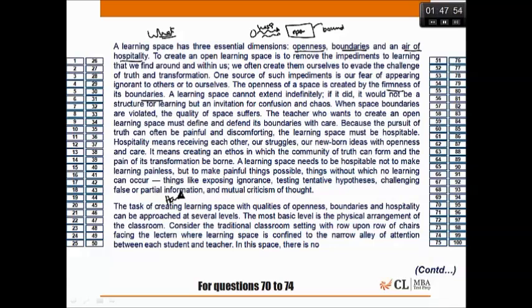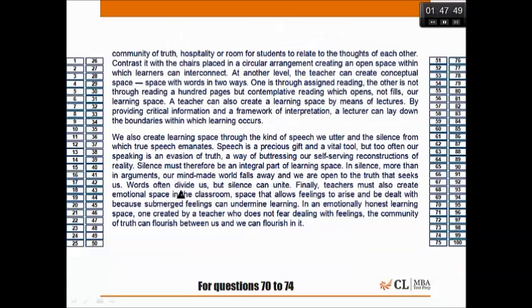Okay, first is you need space. Okay. In this space, there is no community of truth, hospitality, or room for students to relate to the thoughts of each other. Contrast with the chairs placed in a circular arrangement, creating an open space with which listeners can interconnect. And at another level, the teacher can create conceptual space. Okay, space with words in two ways.